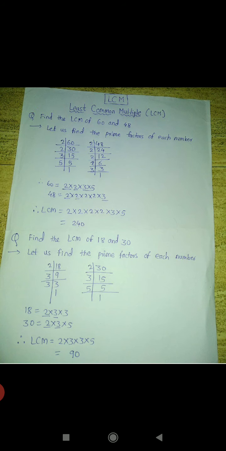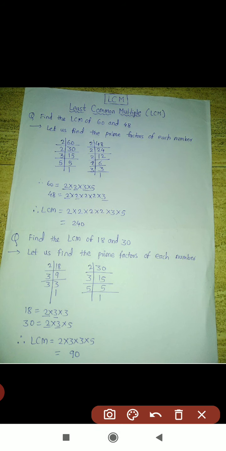Just see, 60 is first divided by 2. 2 3s are 60, again 2 1s are 1, 2 5s are 10, again 3 5s are 15, 5 1s are 5. So 2 into 2 into 3 into 5. These are the factors of 60.